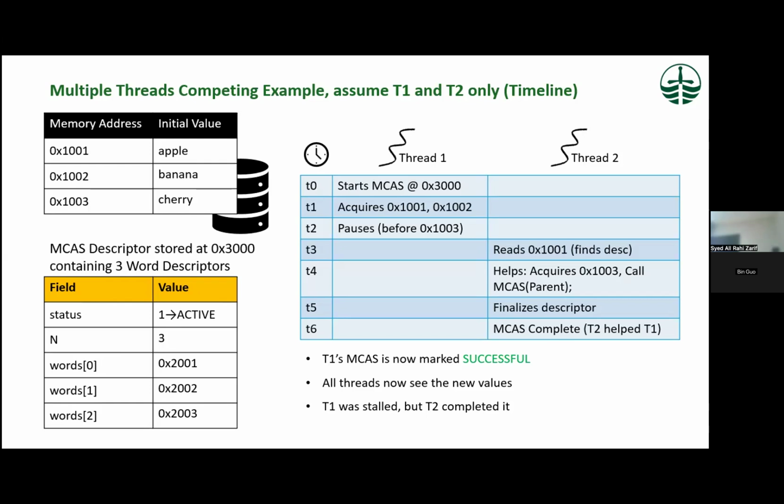Okay. Suppose, for example, the MCAS is so large. In this example, 3. How about 10? We can skip checking there and directly go to the one that needs help. But when thread 2 is coming here, if it sees this one is updated with the descriptor, and suppose we don't have only one, maybe we have 5 locations, and maybe some of them are updated by thread 1.